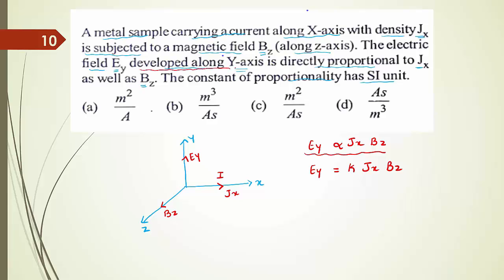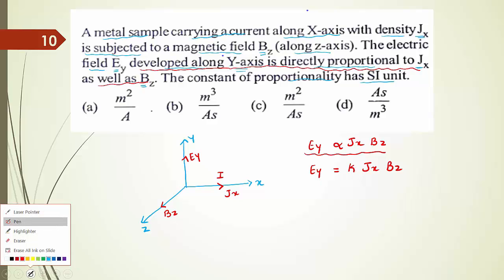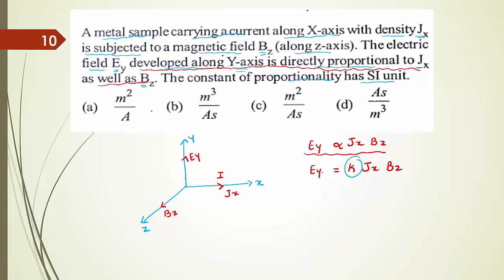Ey developed along the y-axis is directly proportional to Jx as well as Bz. So we wrote Ey is directly proportional to Jx, Bz, or we can write it with proportionality constant K. Now what we have to find? We have to find the unit of K. So this equation can be written as K equal to Ey divided by Jx into Bz. Now we can easily write their units to find the unit of K.